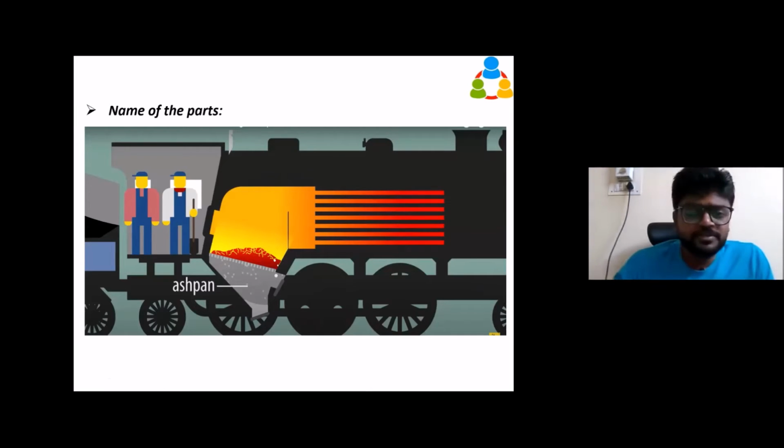So it will be burning. From the burning of this coal, it produces smoke, hot gas. That gas will be sent through these tubes. This is called fire tubes. For the sake of simplicity, they have shown it here like this.